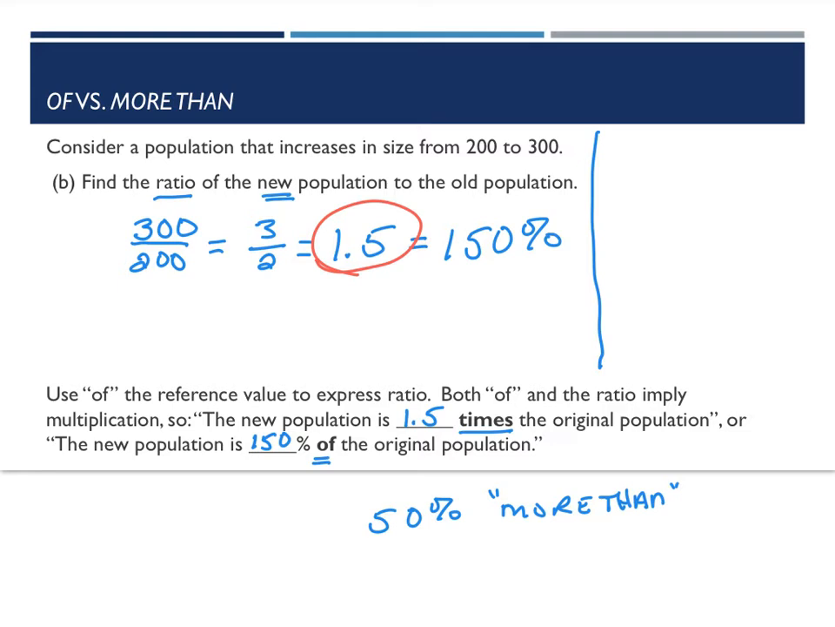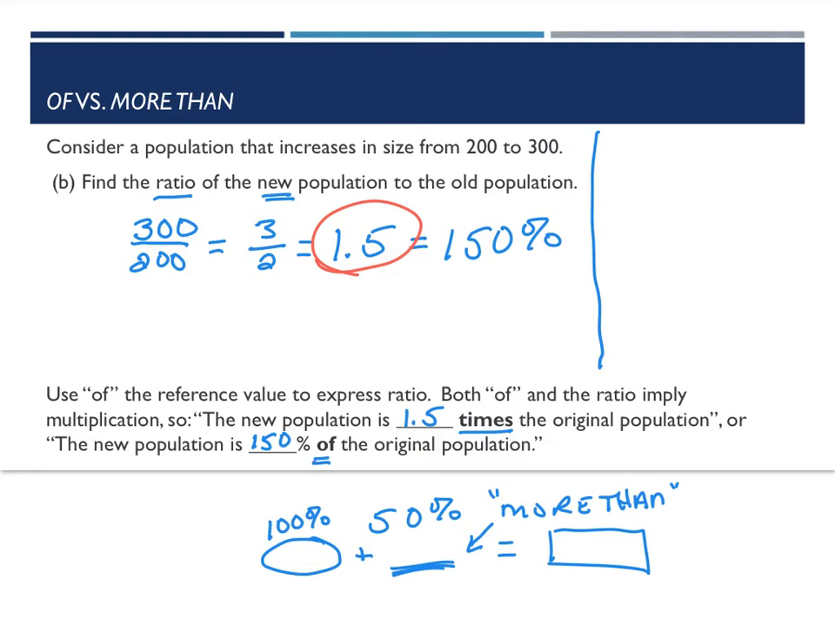More than means I am going to ignore how much I started with, and I'm just going to talk about how much I added to get to the end result. The more than is just talking about the amount that got added. So the amount I started with is 100% of whatever I started with. I added 50% more than what I started with.